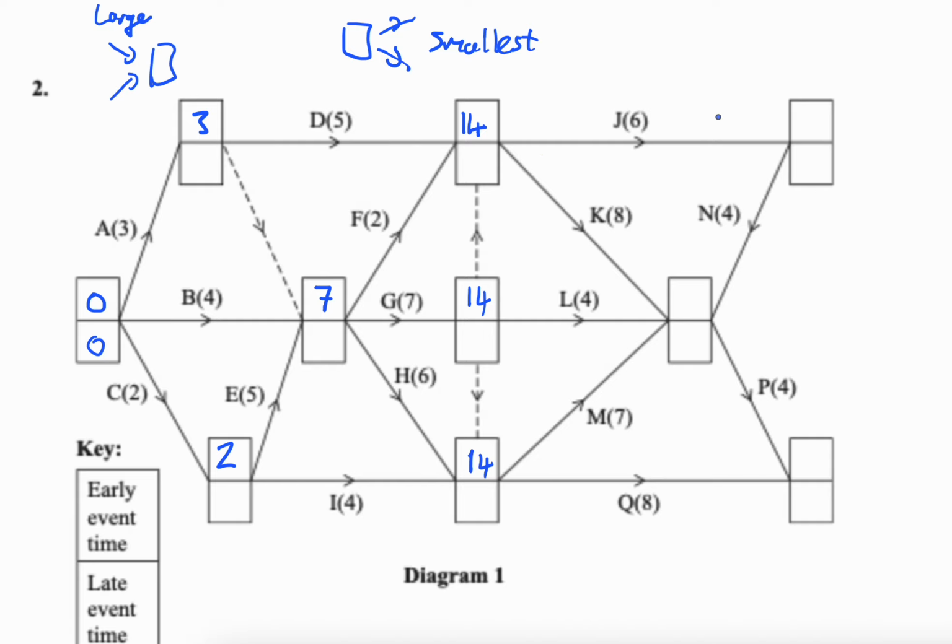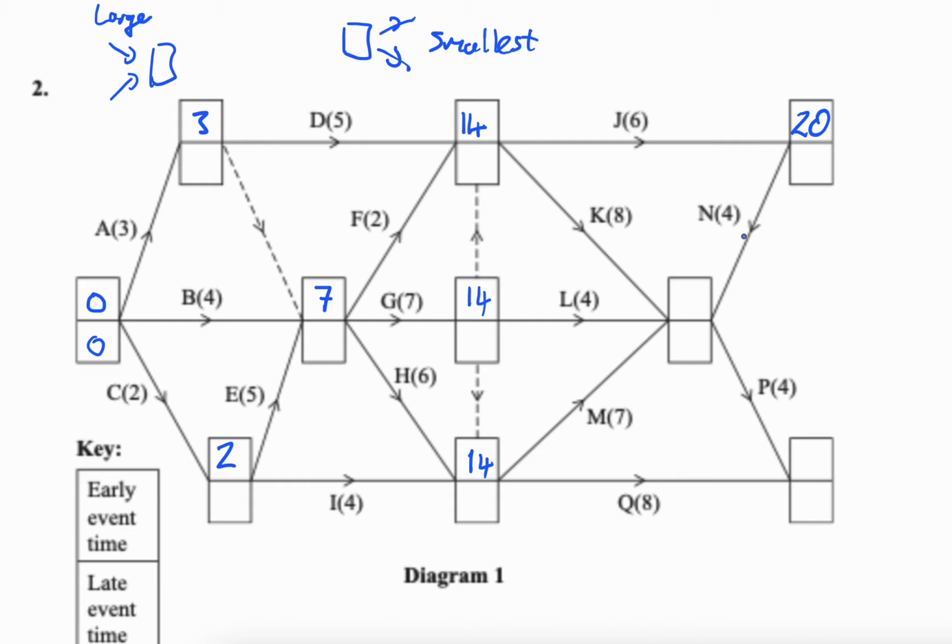Okay. So, do we have all the ways into this one? No. Yes, we do. Right. So 14 plus 6 is 20. Do we have all the ways into this box? No. Ah, very good. Do we have all the ways into this box now? Yes, we do. So 14 plus 7 is 21. 14 plus 4 is 18. 14 plus 8 is 22. So what do we write?